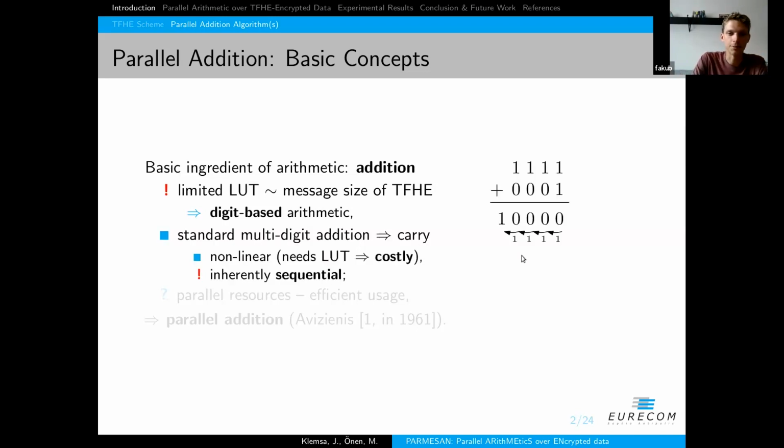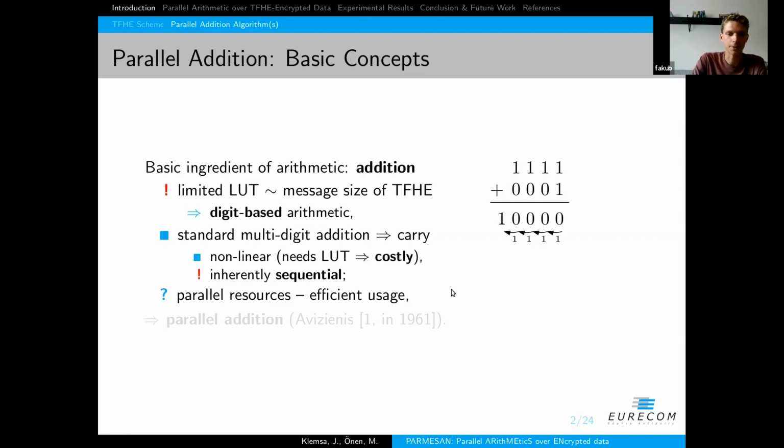With a standard multi-digit addition, there is a problem. There is a carry. We illustrate this here on the right side. So if you add 1 plus 1 in binary, you have 2, which is 1, 0. So you write 0 and you propagate the carry all the way to the left. To evaluate the carry, there's a problem that it's nonlinear. So for this purpose, we need to evaluate a lookup table, which we know is costly. And an even bigger problem is that it's inherently sequential. So the operations need to wait for each other to evaluate.